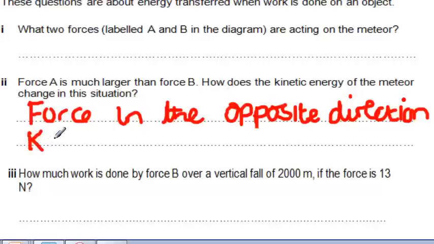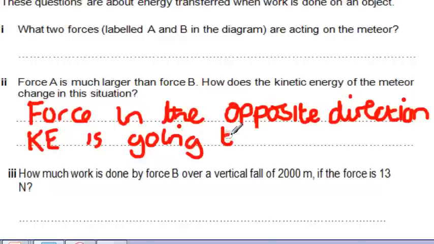So I'll say kinetic energy is going to decrease, let's say.